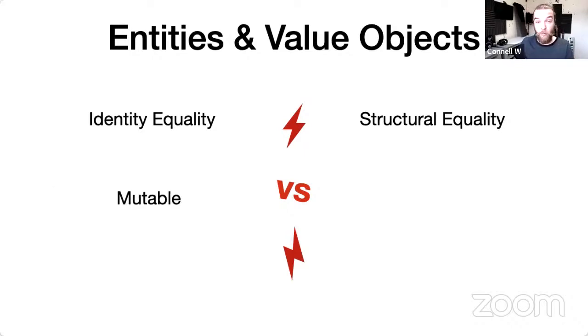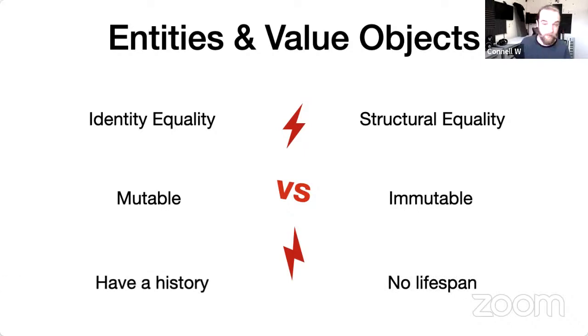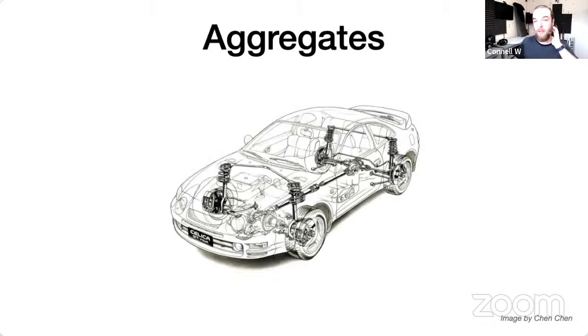So entities are mutable. You can change them. Value objects are immutable. You can't change them because they are what they are. You can't just say all red is now blue. No, red is red. So value objects have no lifespan. Entities have a whole history. As they change, they have a history over time.